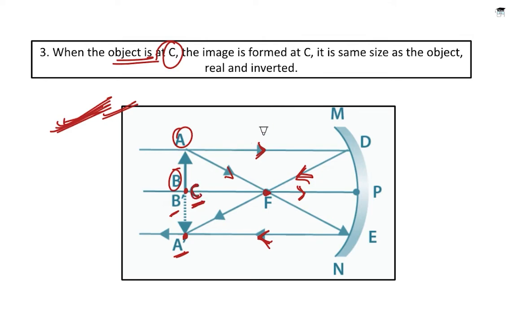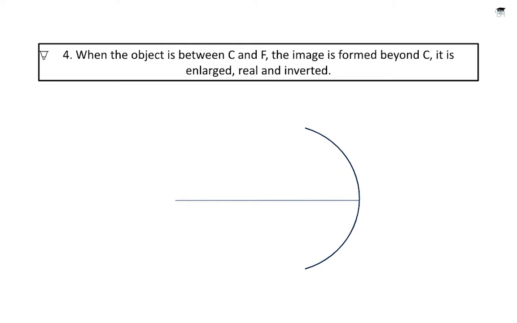The image is formed at C, and it is the same size as the object. AB is equal to A'B', and it is real and inverted because it is formed in front of the mirror. Okay, so the fourth case is when the object is between C and F.